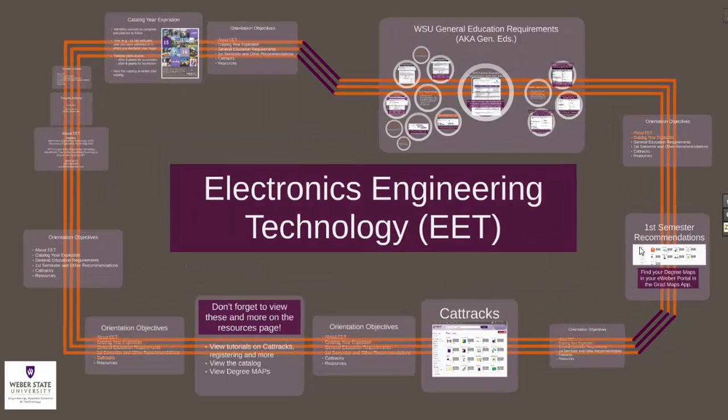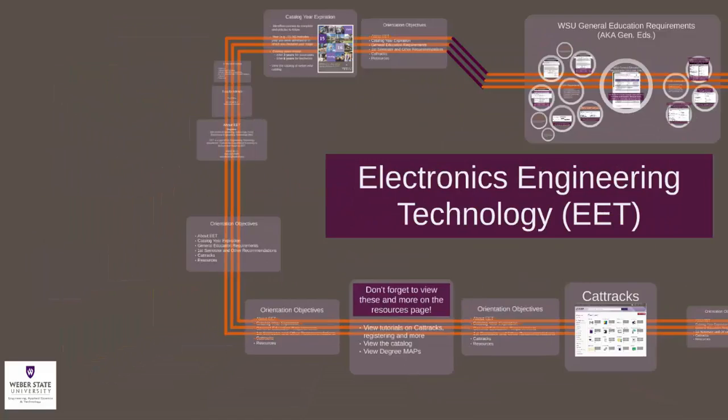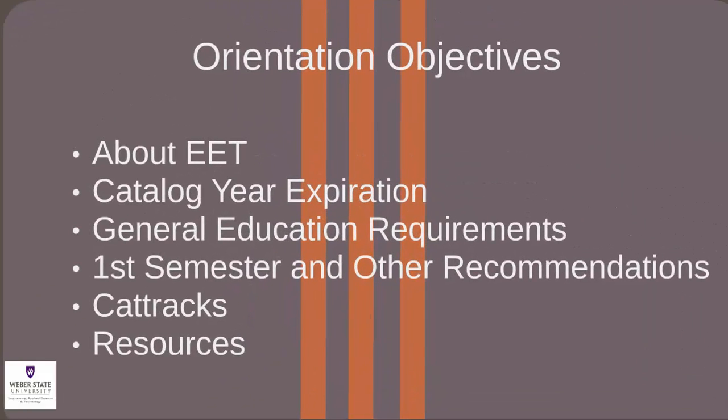Welcome to online orientation for the Electronics Engineering Technology program at Weber State University. The purpose of this online orientation is to connect you with your program department, explain catalog year expiration, provide an understanding of general education requirements, and provide helpful student resources.